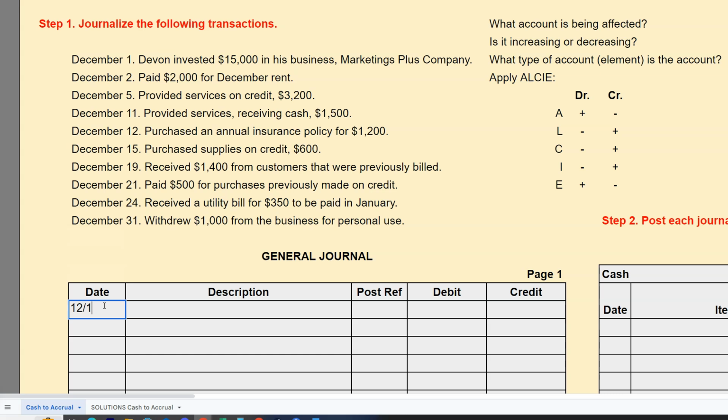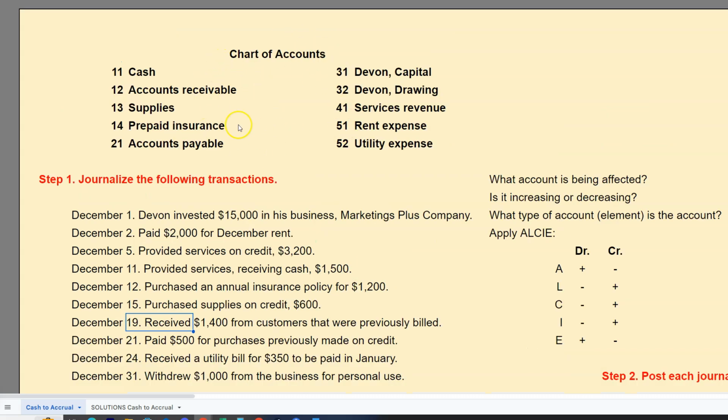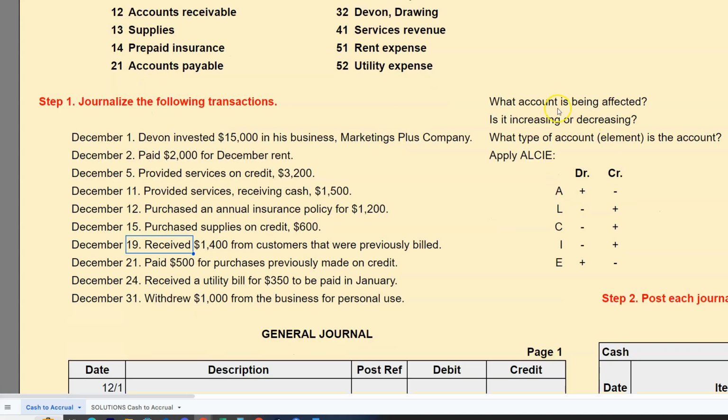So let's start with our first month. We have Devon investing $15,000 in his business, Marketings Plus Company. So for each of these, we are going to use this chart of accounts up here. Every account we need should be included. So really it's like a 10 account drop down list. And I'm also going to be utilizing this little cheat sheet off to the side, right?